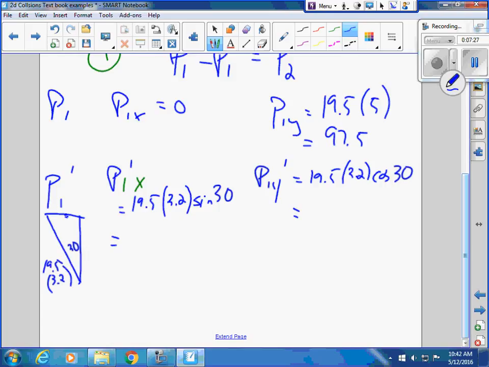Please tell me I have these. Say that again? Yep. Maybe you might feel better if I took 19.5. I mean, if you want, I can do this. I can take 19.5 times 3.2, and that gives us 62.4.